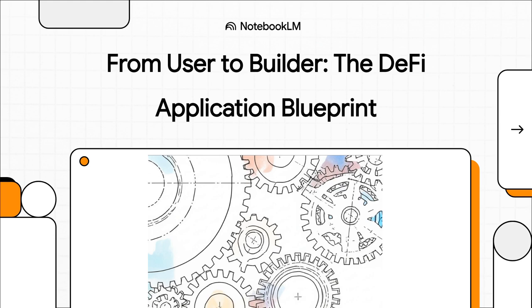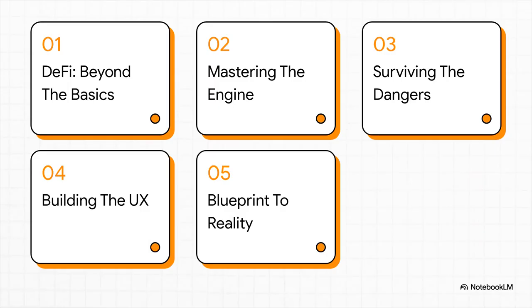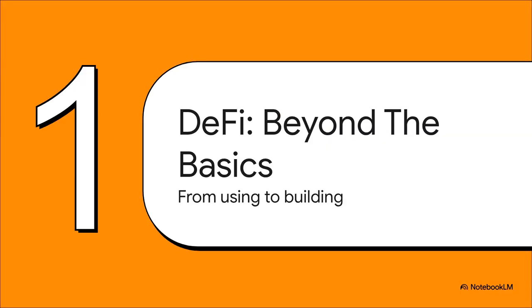We're not just looking at the app, we're looking at the actual blueprint engineers use to build these incredible, complex financial machines from scratch. So here's the plan. We're going to follow that blueprint piece by piece. We'll start with the money engine, then talk about surviving the hidden dangers, build out the user experience, and finally, look at what it takes to actually get this thing out into the wild. All right, let's get right into it.